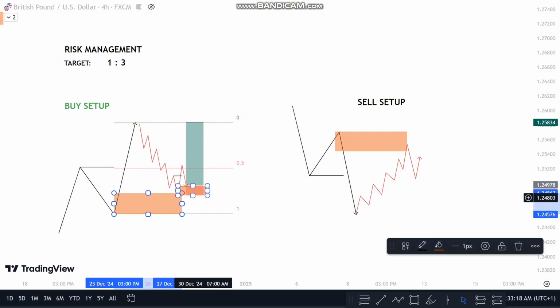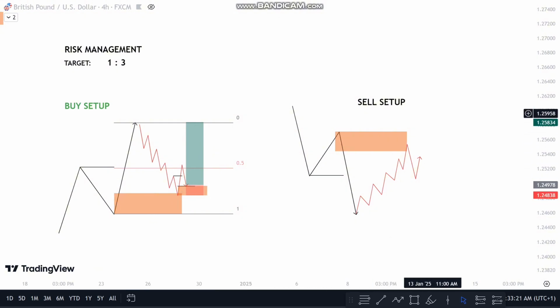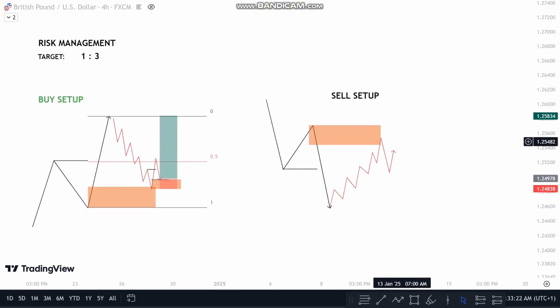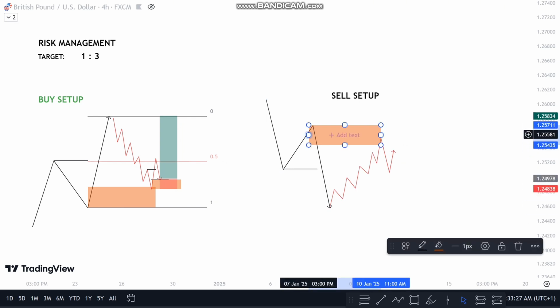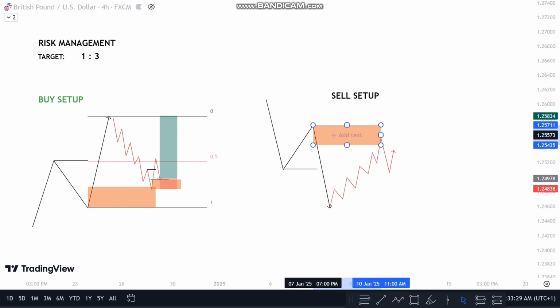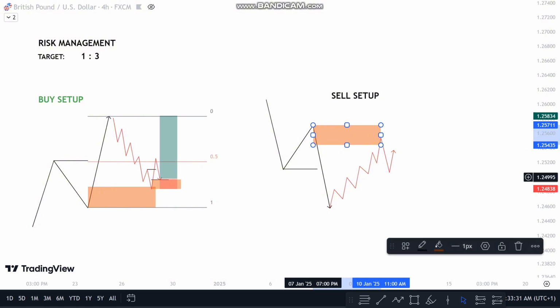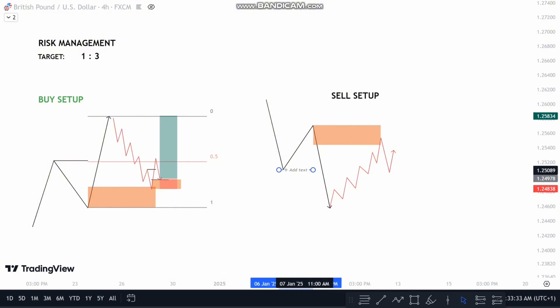So the next one is the sell setup. The sell setup is still simple as well, still the same scenario, but it is the opposite. If you look here, you just have to identify your 4-hour break of structure to the downside. Once that structure is broken, that is the first rule.